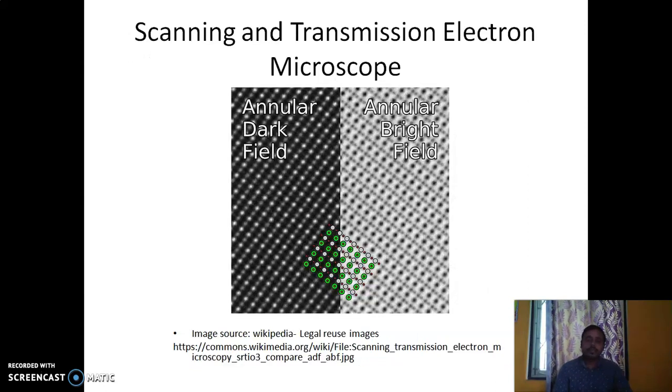The last one is the basic concept behind the scanning and transmission electron microscope, which works on both the annular dark field and the annular bright field, giving a very clear depth of the organisms. So with that, we come to the end of this topic, microscopy.